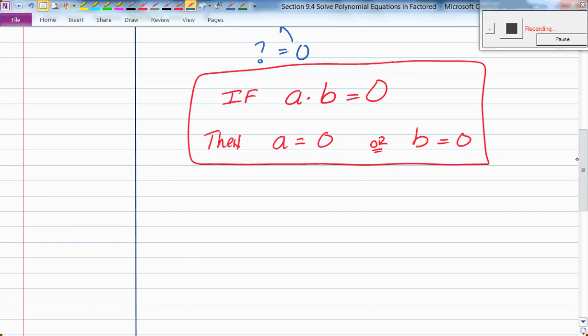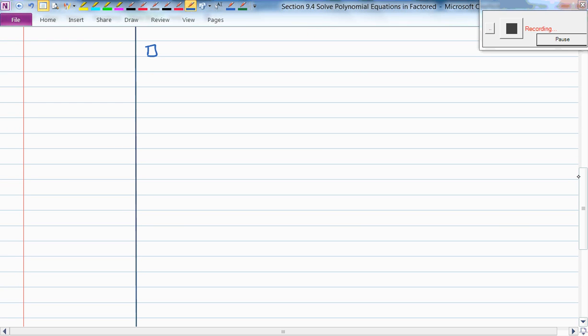The zero product property is very cool because it allows us to solve polynomial equations. So let me give you an example. We're going to solve this together. We're going to solve the polynomial x minus 5 times x plus 4 is equal to 0.